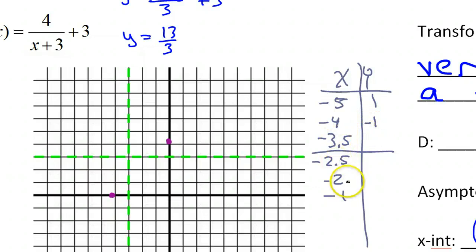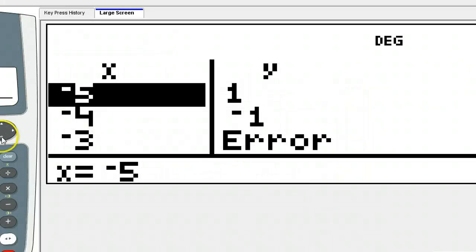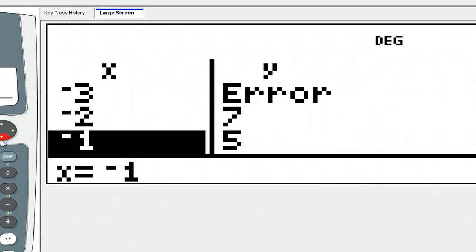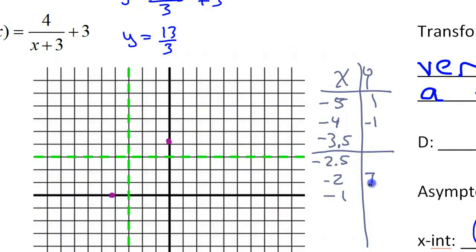All right, let me skip these decimals for a minute. I'll come back to them. How about negative 2 and negative 1? So I'm going to scroll down. Okay, at negative 2 is 7, negative 1 is 5. So 7 and 5. Now how about those decimals?